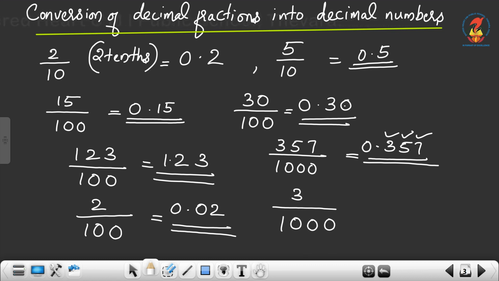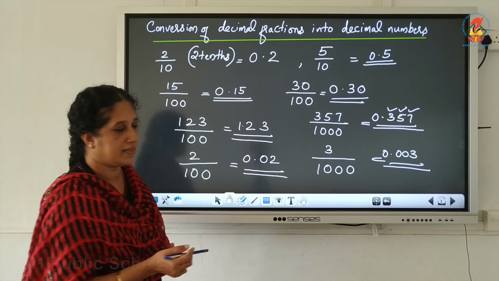Then 3 by 1000. Look at the denominator. How many zeros are there? 3 zeros. There are 3 zeros after 1. So you have to move 3 digits to the right starting from the unit digit. Here we can move only 1 digit. We want to move 3 digits, but we have only 1 digit. So we need 2 more digits. Put 2 more digits and after that put the decimal point. So the number is 0.003. So in this way we can convert the decimal fractions into decimal numbers.